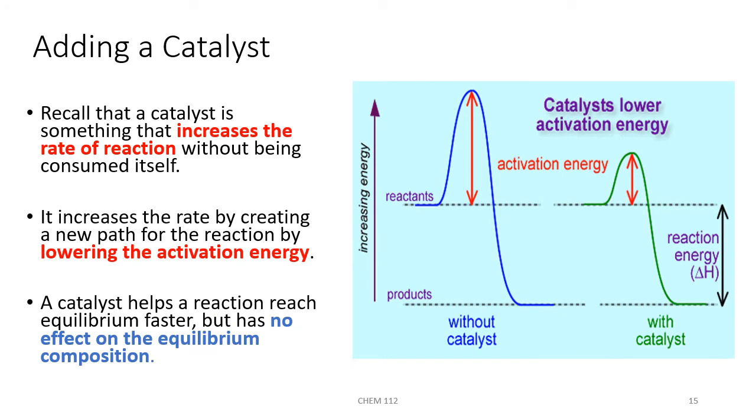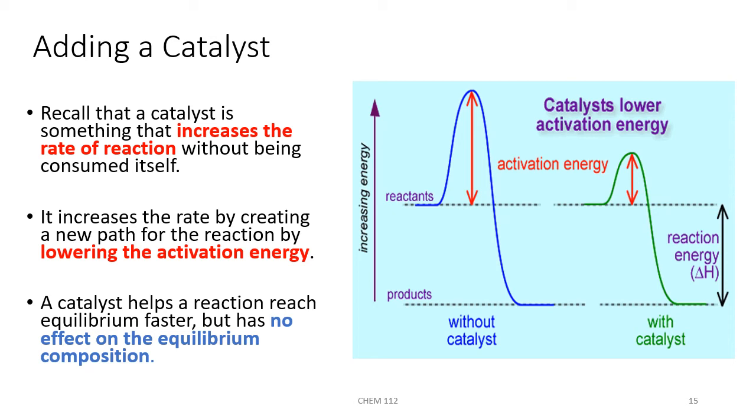Recall that in our chapter over kinetics, we briefly talked about catalysts. A catalyst is something that will help increase the rate of the reaction. It'll speed it up, but it will not be consumed itself, so it's not actually part of the chemical reaction. It would be regenerated with the products as it was with the reactants. A catalyst works by creating a new pathway for the reaction.